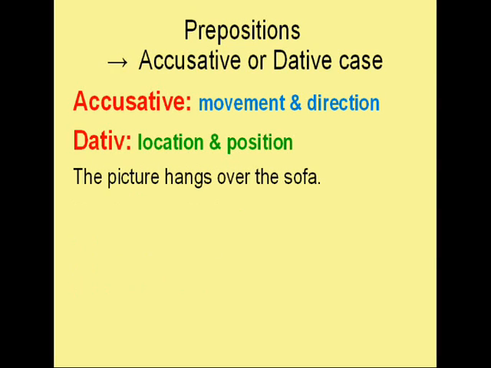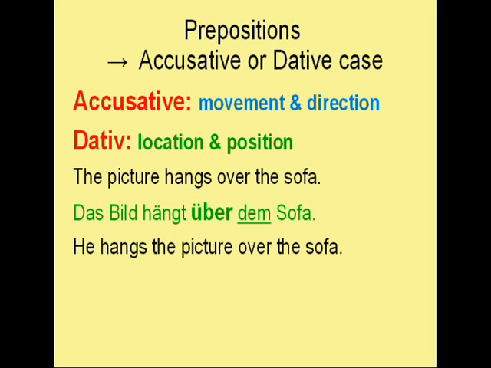Let's try another one. The picture hangs over the sofa. Does this imply movement and direction, or location and position? Location and position, therefore the dative has to be applied. Over is translated with über, and Sofa is a neuter noun in German, and dem is the definite article for neuter nouns in the dative case. The sentence therefore reads, Das Bild hängt über dem Sofa.